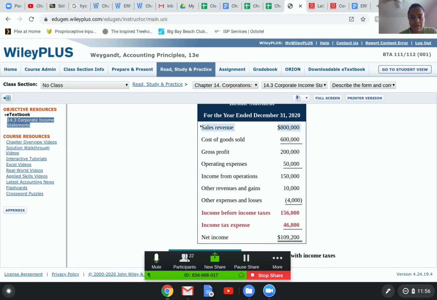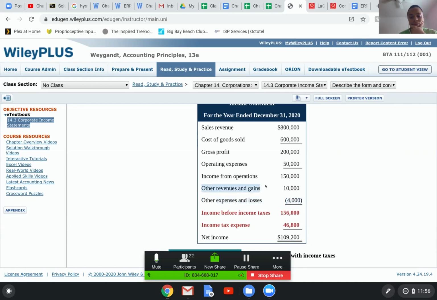So you've got sales revenue, you subtract cost of goods sold of 600,000 to get to a gross profit of 200,000. And then you're subtracting operating expenses of 50,000 to get to income from operations of 150,000. So that's the 200 minus the 50 is 150. And so these other revenues and gains are added, other expenses and losses are subtracted.